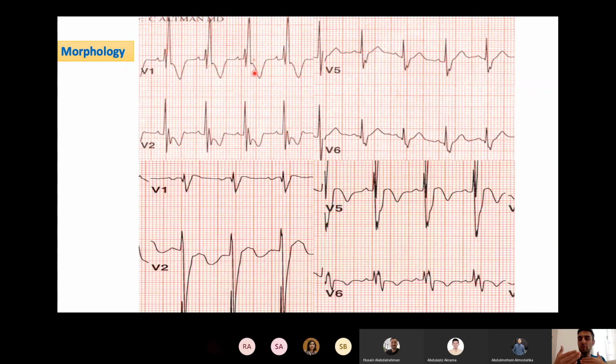So you get terminal QRS disease or delay on your ECG. This is a sign of right bundle branch block. So you get RSR prime in V1 or slurring of the S wave in V6. So you have terminal slurring or terminal slowing of the QRS.